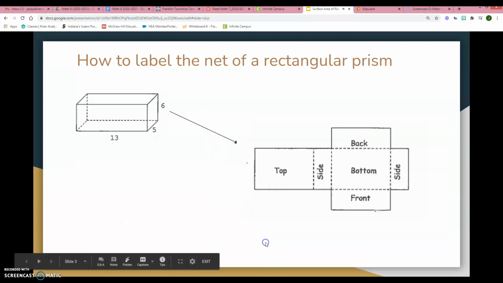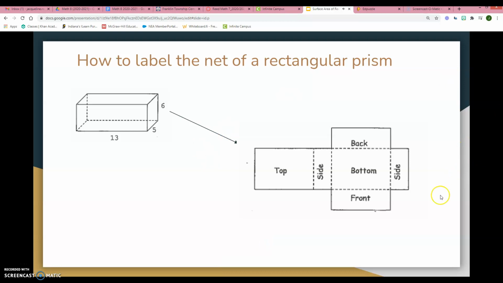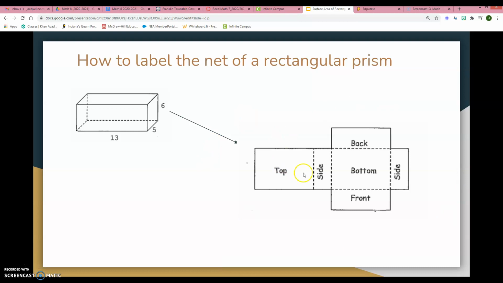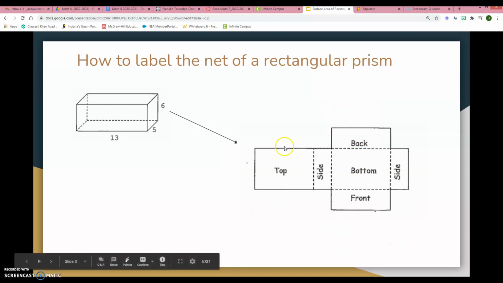So how do we label the net of a rectangular prism? Here's the net that we just watched. Remember, the bottom stayed flat, the sides fell, the back and the front fell, still attached to the bottom, and then the top was just still connected to one of the sides and fell down. So really, the top could be over here on this side, it could be with the back or the front, but it just has to be the furthest away from the bottom.